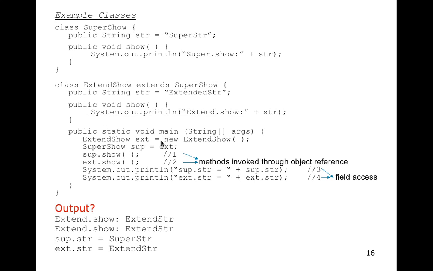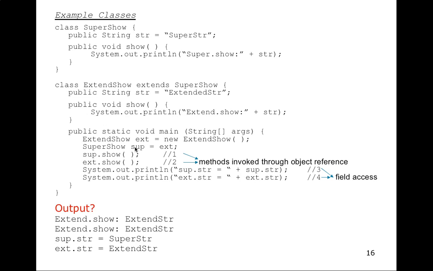We make a couple of instances. We have an ExtendedShow here. ExtendedShow is equal to a new ExtendedShow. SuperShow, superZ, is equal to an ExtendedShow. This is what I did with the dino, actually. I created a tetra, called it sample, created a dino, and made it into a tetradino because I took and cast it to dino.